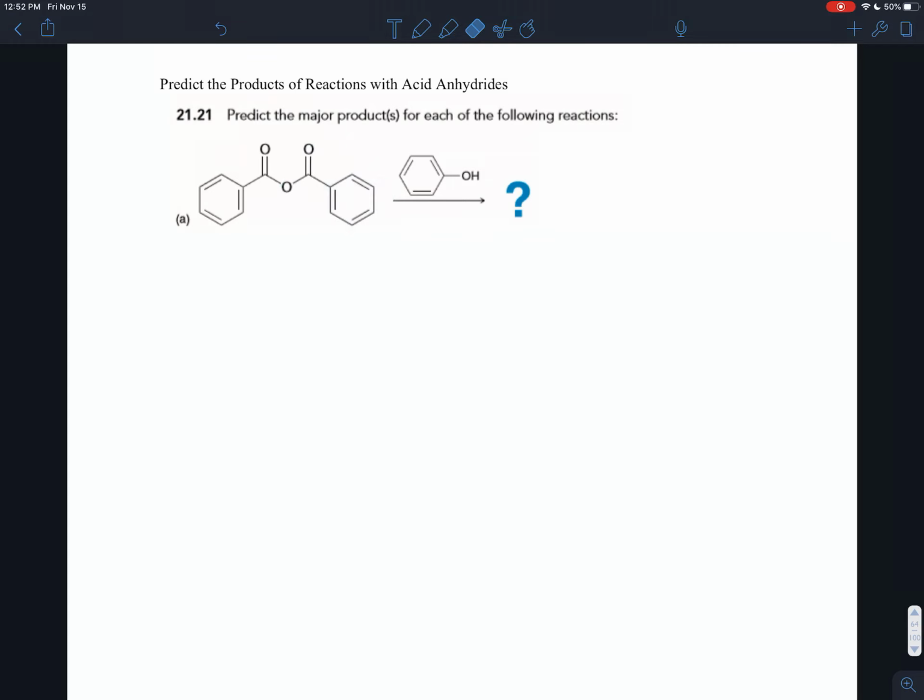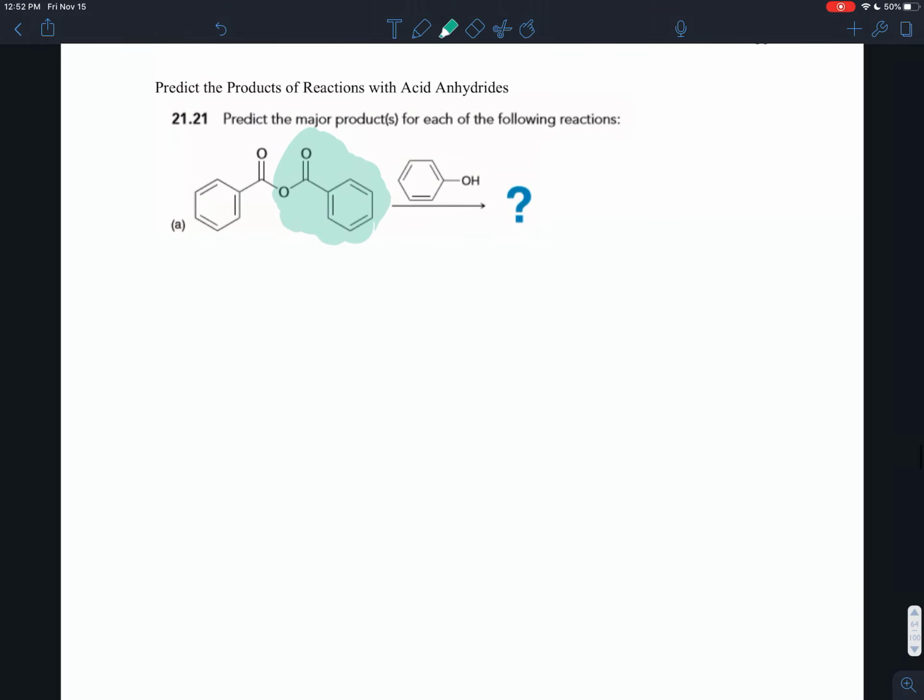So just to remind you, an acid anhydride is where you have two carbonyls separated by an oxygen. So an oxygen connecting those two carbonyls there. But when you see that, what you want to think of is one carboxylic acid derivative with a gigantic leaving group attached. That's how you want to conceptually organize that in your mind.